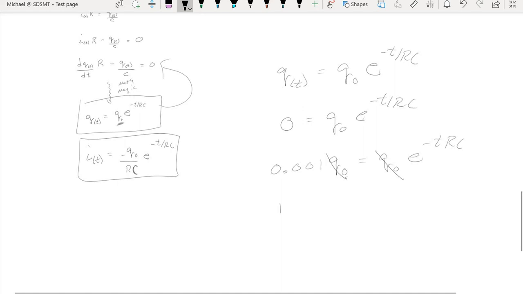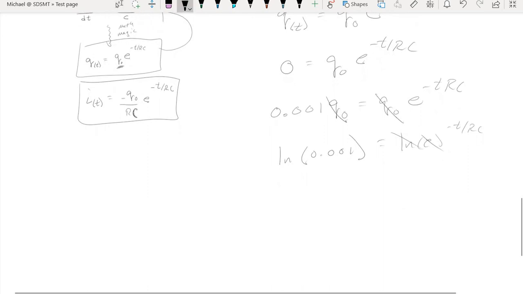And that we can do. That we can apply a natural log to. The natural log and the exponential will eliminate each other. We will multiply over by a negative RC. And so the time to discharge this capacitor down to 0.1% of its original value, we plug that into our calculator.